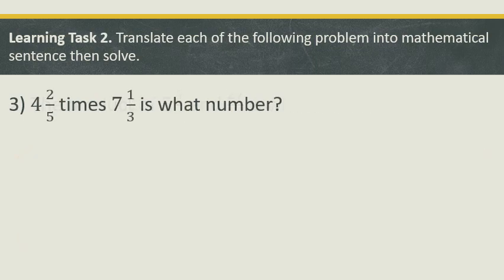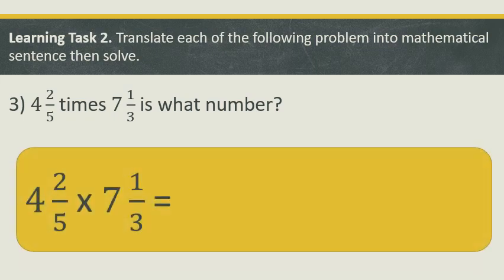So, number 3. So, 4 and 2/5 times 7 and 1/3. So, since pareho itong mixed number, gagawin natin siyang improper. So, ito. Okay, so 4 times 5, tapos ito ay magiging plus. So, copyin natin yung denominator. So, 4 times 5 is 20, plus 2 is 22. Times, dito, 3 ang denominator. So, 3 times 7 is 21, plus 1 is 22.